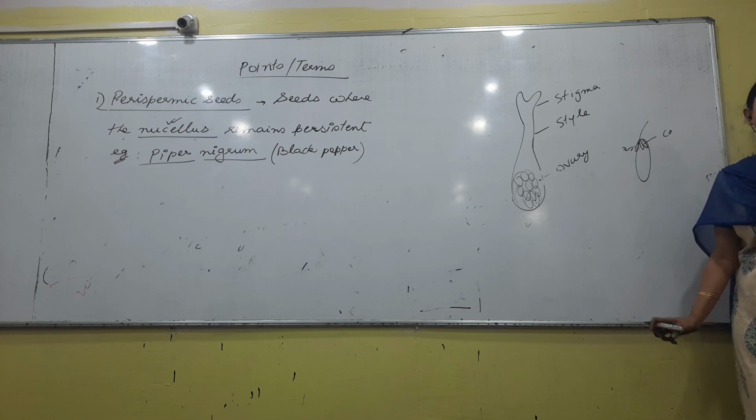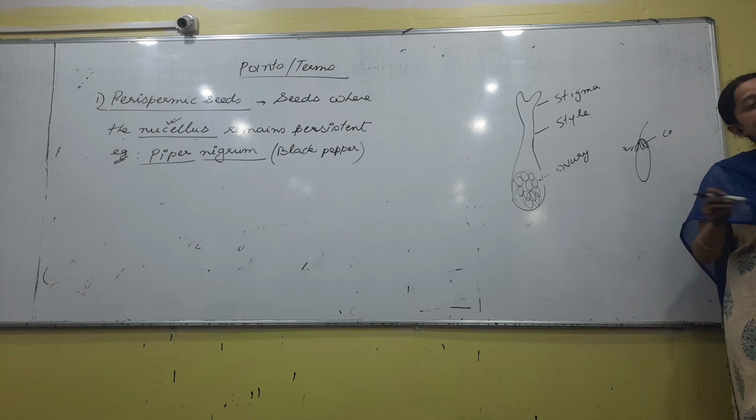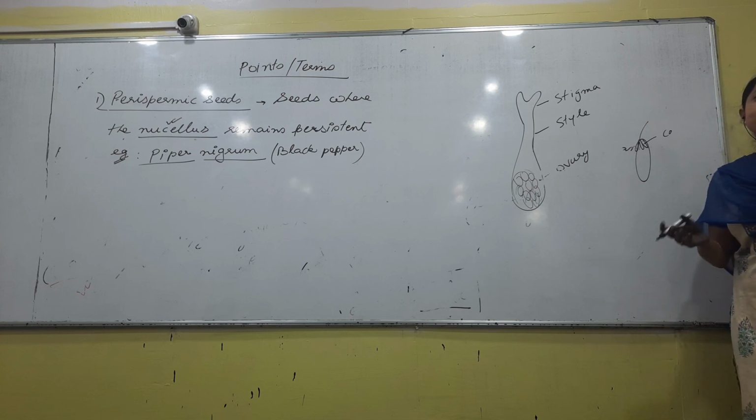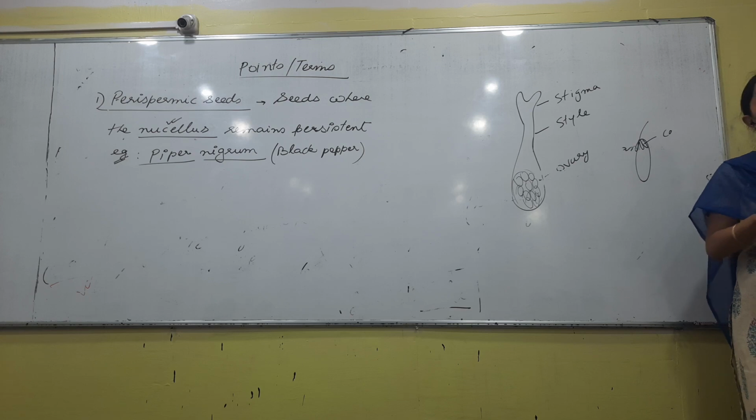So, microsporogenesis will talk about what? The formation of pollen grains inside the anther. Megasporogenesis will talk about the formation of the ovule inside the ovary, right.